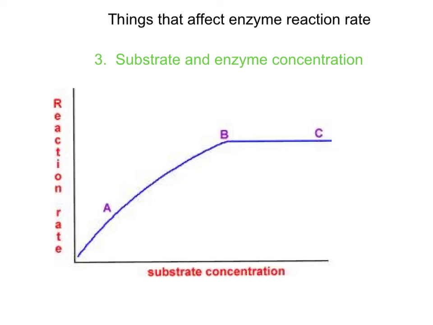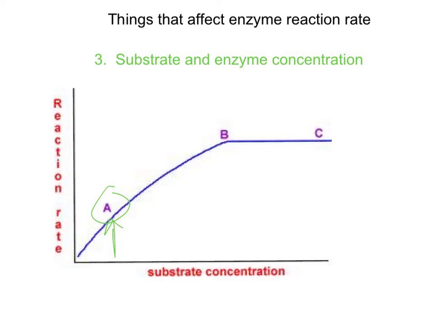Another thing that will affect our enzyme reaction rate is the concentration of our substances. Remember, we're dealing with two different substances here. We've got our substrate, which will bind to the enzyme, and the enzyme itself. So let's look at substrate concentration first. What I have here is our graph of substrate concentration. Down here at point A, my enzyme rate of reaction is increasing very quickly because there's very little substrate concentration here, and I've got plenty of enzyme. And remember, enzymes are reused. So as soon as they finish with one substrate, they pick up another one and just keep going.